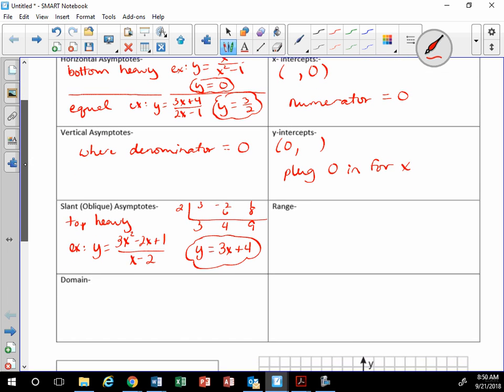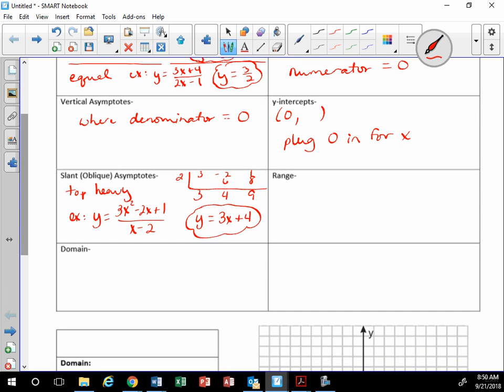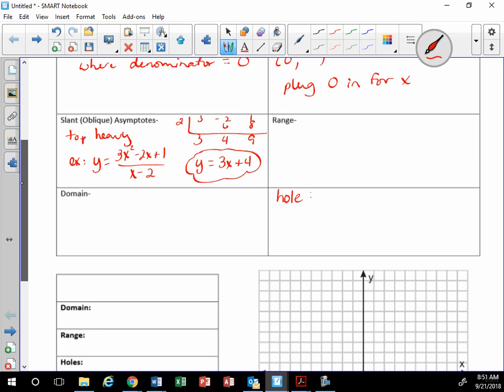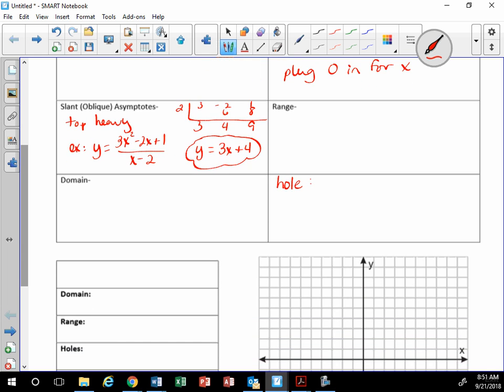Domain and range, with those, you're just going to be looking at the graph to tell me the domain and range. All right, so we're not going to write, I think you guys know at this point, domain, we're talking about x values, ranges, y values, right? Okay. The extra box here, we should have a hole. Talk about when we get a hole in our graph. Anybody remember? Yeah, so if you have a common factor in your numerator and denominator.